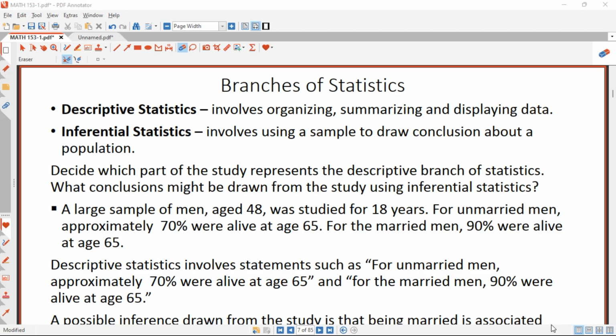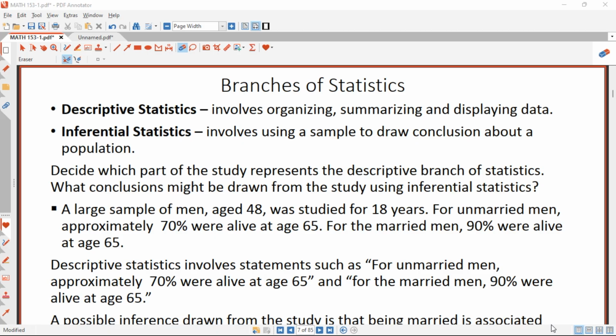Before we started the study on statistical method, we explained data and statistics for our understanding. And then we said that statistics is a science that deals with collecting, organizing, analyzing, and interpreting of our data. And with this study of statistics, we have two branches: descriptive statistics and inferential statistics. So today, our aim is to understand descriptive statistics and inferential statistics.